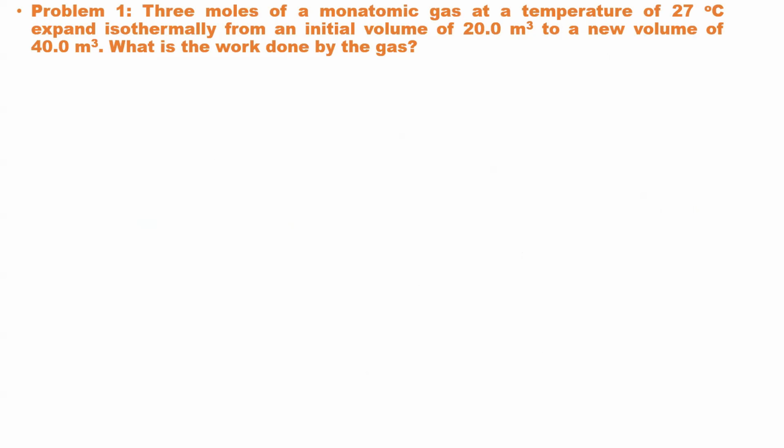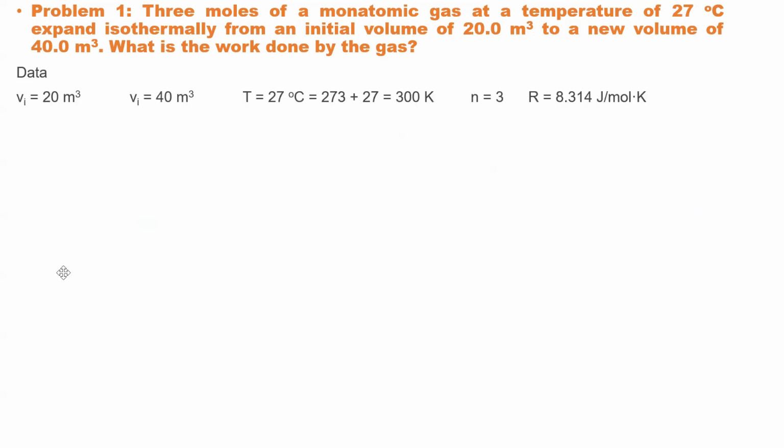So the first thing that we are going to do is to actually derive the data from the question. So our initial volume is 20 meter cube, while our final volume is 40 meter cube. And then we have the temperature in 27 degrees centigrade. Then we now convert it to Kelvin by adding the temperature with 273. And that is how we arrive at 300 K. That is Kelvin. And then we have the number of moles is 3. So n is equal to 3. Then we now have the R, which is the universal gas constant, is equal to 8.314 joule per mole per Kelvin.